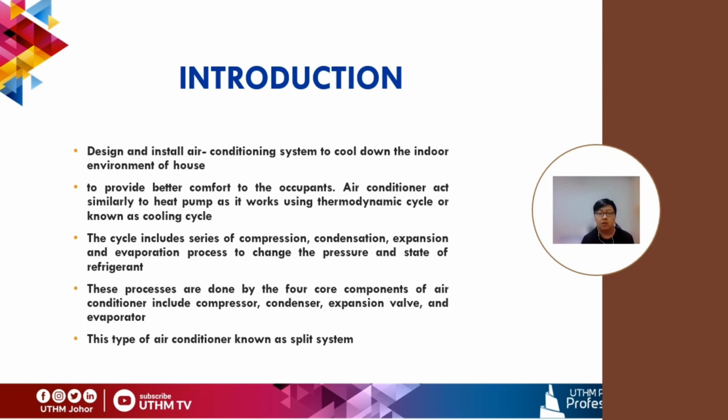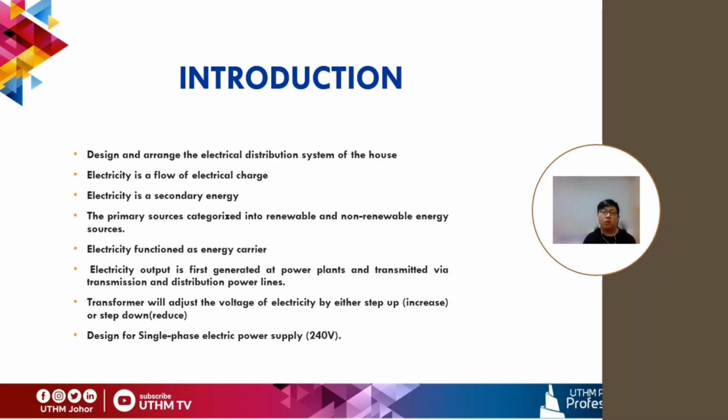These processes are done by 4 core components of air conditioner, include compressor, condenser, expansion valve, and evaporator. After absorbing the heat, the thermal heat will be exhausted outside, and normally this type of air conditioner we know as split unit system, where there are 2 units, one installed inside the room and one installed outside to pump out the hot air. Thirdly, we have to design and arrange the electrical distribution system of the house.